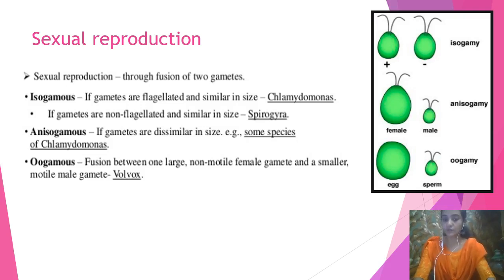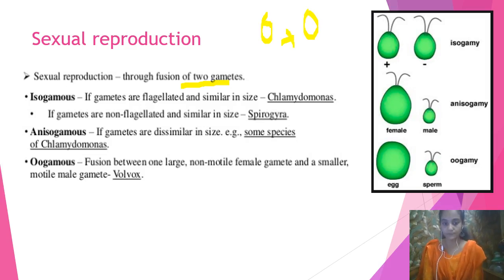Sexual reproduction, does everyone know the definition of sexual reproduction? Fusion of two gametes. If this is one gamete and this is another gamete, the fusion between the two gametes is called fertilization, that is, sexual reproduction. Now, what are the different gametes? Some of the algae have isogamous gametes. Some of the algae have anisogamous gametes. And some of the algae are oogamous.